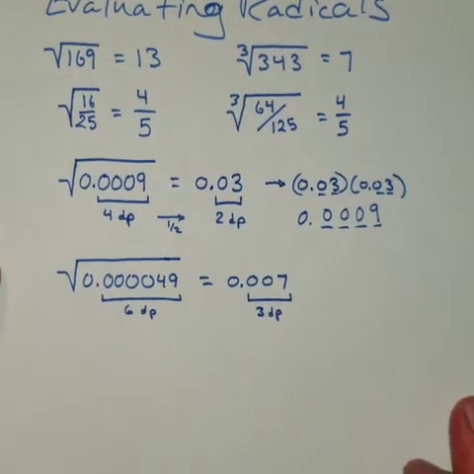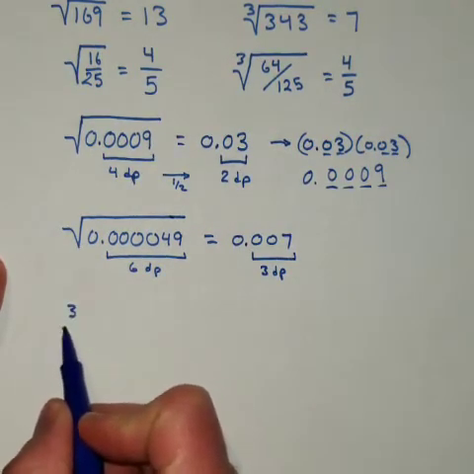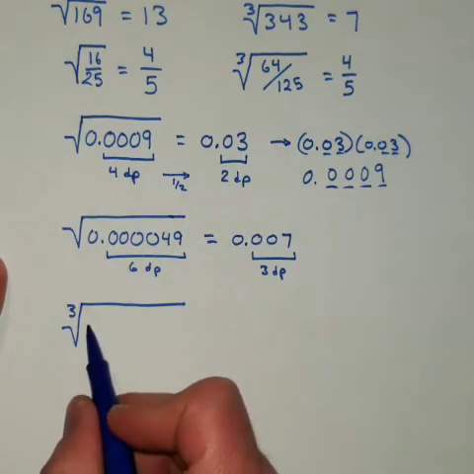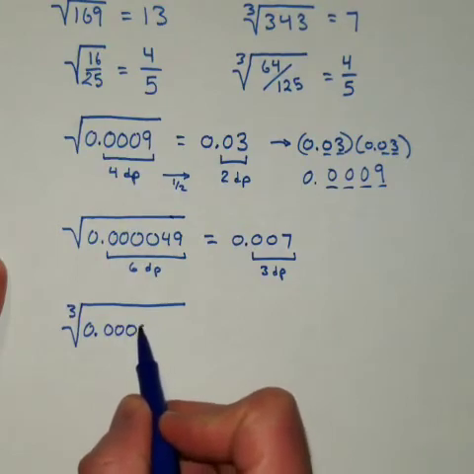All right, now with an example with a cube root, could do something like the cube root of 0.00001.